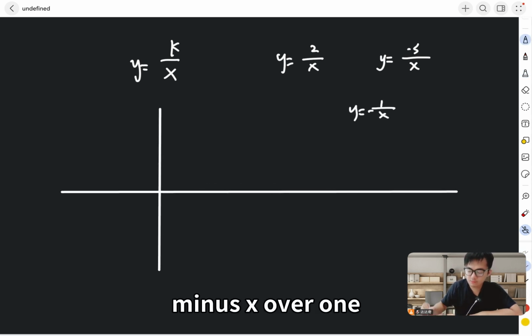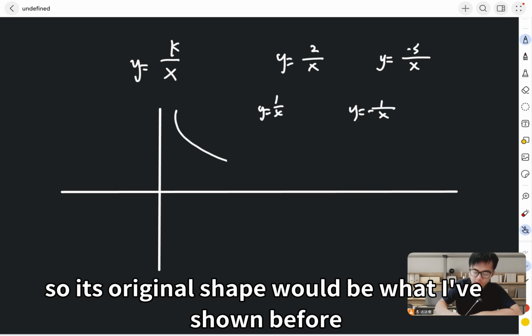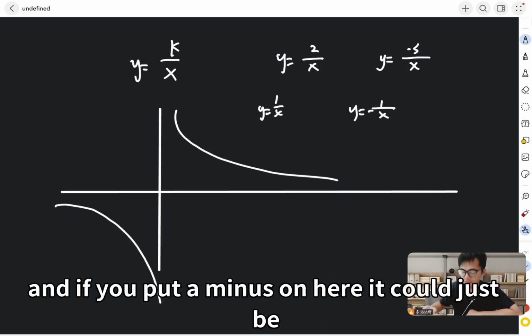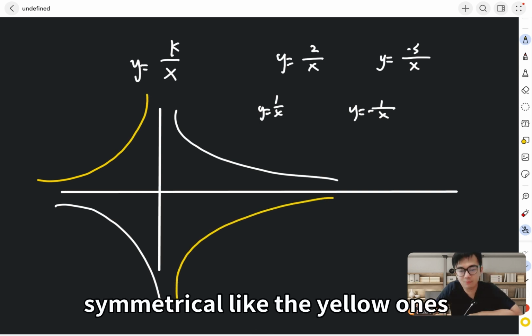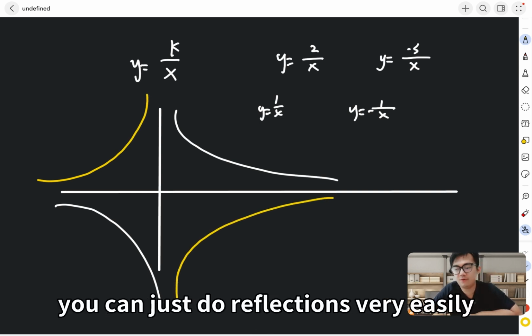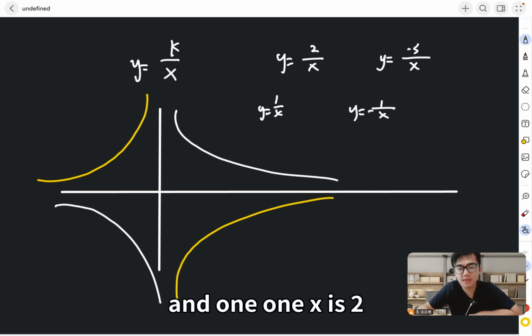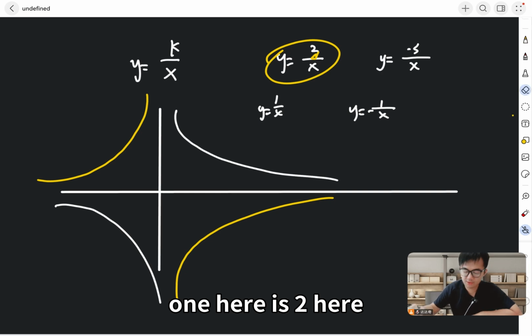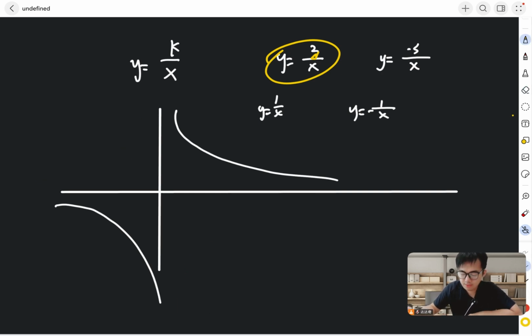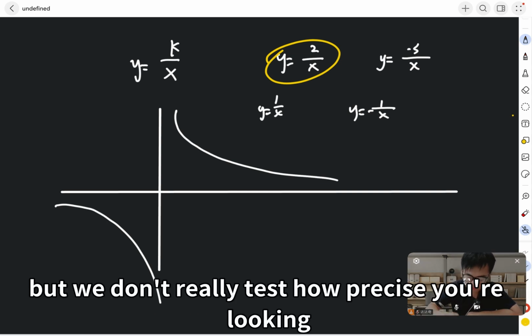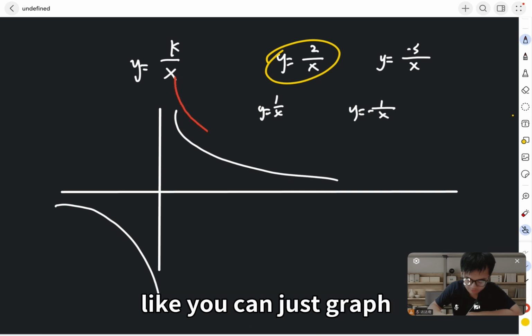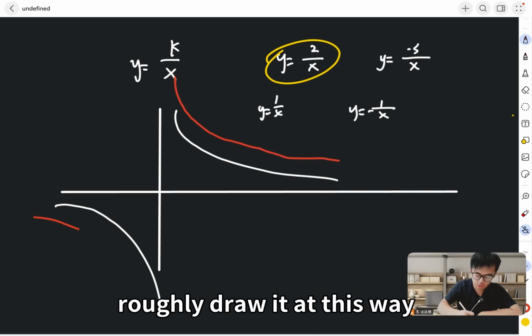minus 1 over x. So its original shape would be what I have shown before. And if you put a minus sign here, it could just be symmetrical, like the yellow ones. You can just do reflections very easily to draw its graph. And when the numerator is 2, you can just imagine you're stretching the graph on the y-axis with a scale factor of 2. But we don't really test how precise they look. You can just roughly draw it this way.